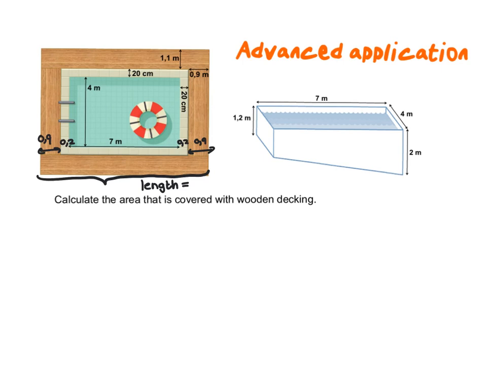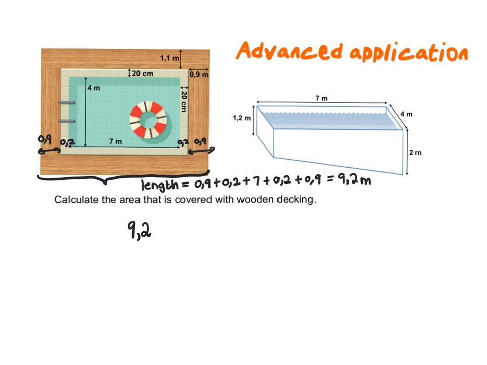Once again, it really helps if you draw on the picture, if it is at all possible, to help you to calculate this. So in this case, I can see that it's 0.9 plus 0.2, the 20 centimeter paver, plus the inside length of the pool, which is 7 meters, plus the other square paver on the other side, plus the other length of the decking. So my total length here would be 9.2 meters. So let's use this in our measurement now for this bottom plank.